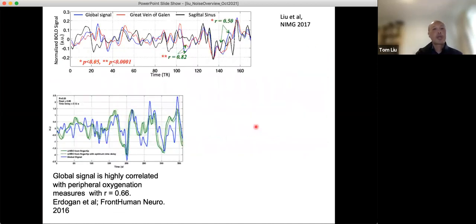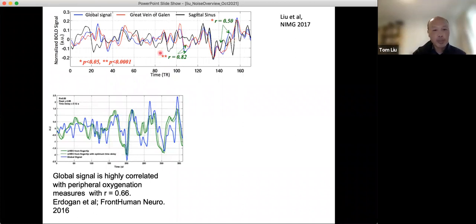You can also play some other games, and you can say, well, what if I look at, so here in blue is the global signal. And then here's just measuring the fMRI signal in the draining veins, like either the great vein of Galen or the sagittal sinus. And it's a very strong correlation between the global signal and those draining vein signals. But you can go even farther.